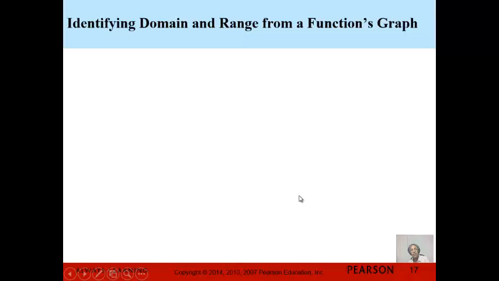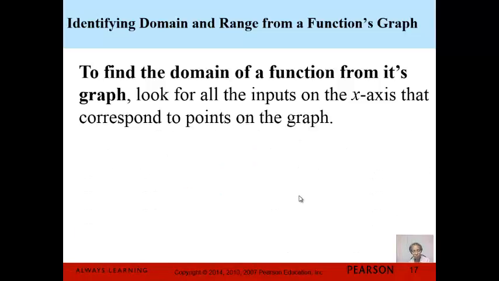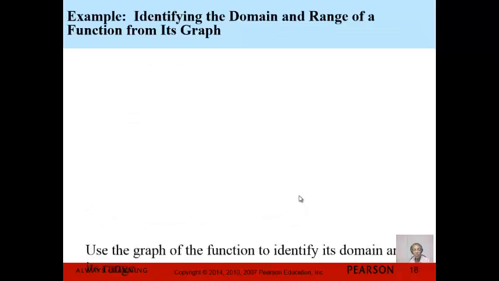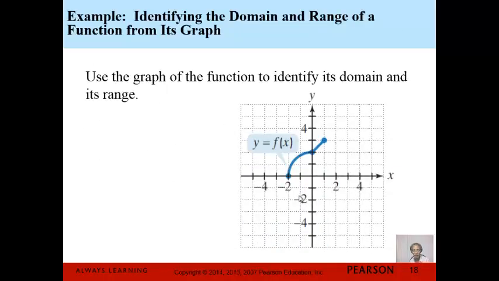All right, let's identify the domain and range from a function's graph. So to find the domain of a function from its graph, look for all the inputs on the x-axis that correspond to points on the graph. To find the range of a function from its graph, look for all the outputs on the y-axis that correspond to points on the graph. So we call x values inputs and y values outputs. So let's look at a couple of examples.